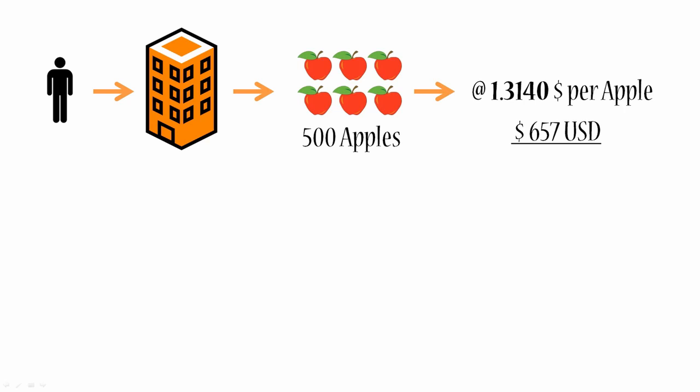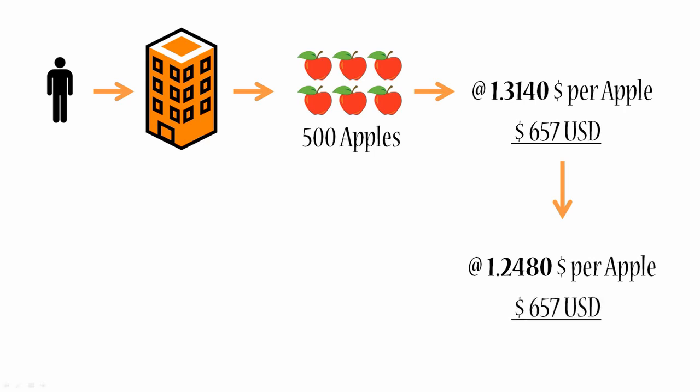So now you have that money and you decide to hold on to this 657 US dollars because you've predicted that the price of apples will drop, and you wait for that to happen as per our chart which we looked at earlier. So once the price for apples drops and it hits about 1.2480 American dollars per apple, guess what? You still have those $657 that you got in exchange for your apples a couple of days or weeks earlier. So what are you going to do with these $657 now?